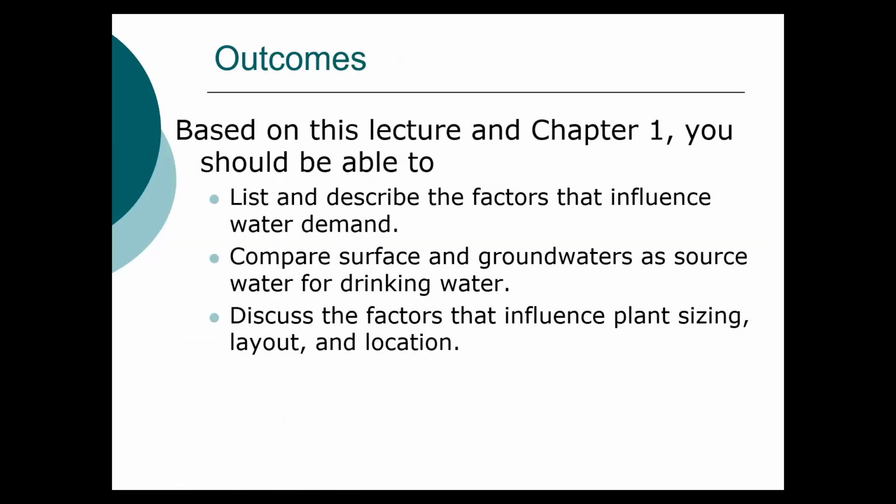Just in terms of wrapping up here, from this lecture and from chapter 1, you should be able to list and describe the factors that influence water demand. You should be able to discuss opportunity costs. You should be able to compare surface and groundwaters and start thinking about the different types of treatment that you would need for those. And then you should be able to discuss the factors that influence plant sizing, layout, location, and think about opportunity costs. So we'll end there.